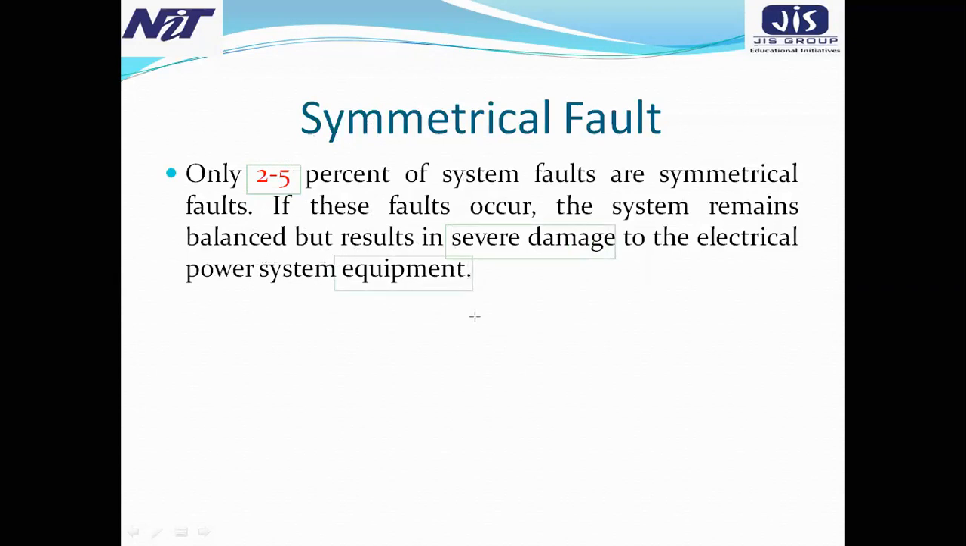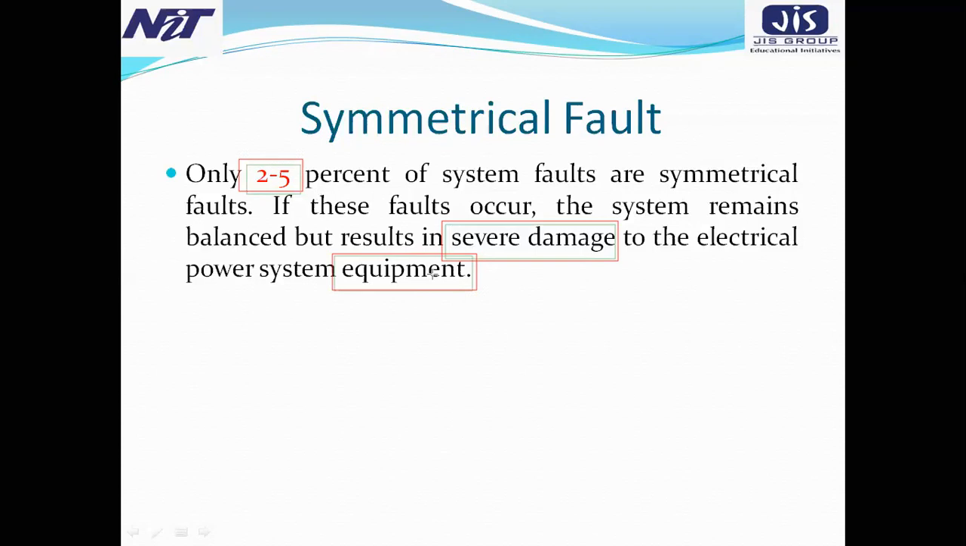Remember the picture I showed you before, 3-4 slides back. So a symmetrical fault is rare, but if it occurs, the system remains balanced but results in severe damage. So it is a dangerous situation if a symmetrical fault occurs. Where? In the electrical power system. And the number is very significant: 2 to 5% of the faults are symmetrical faults.